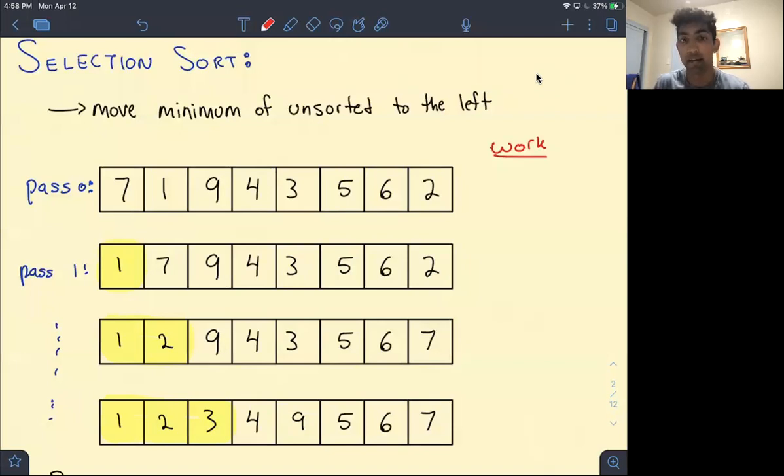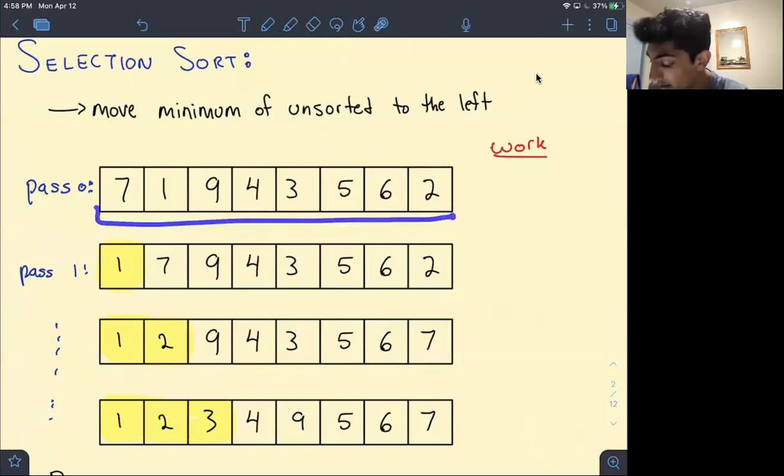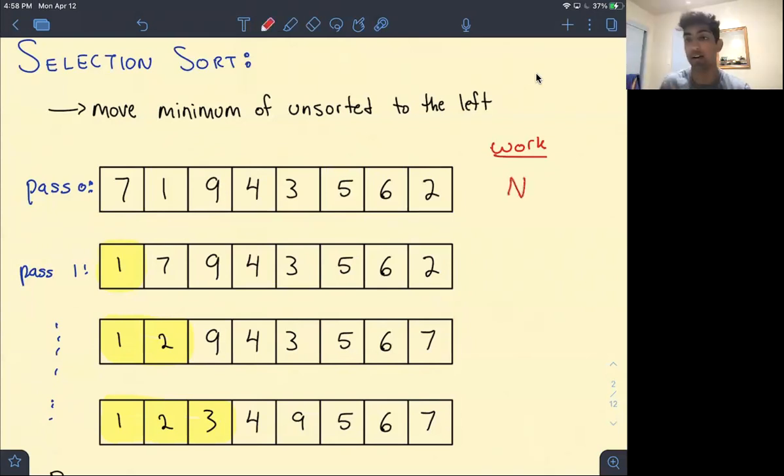So when we're looking at pass 0, the amount of work that we do is n work, because we have to look at all of the elements in the entire array to figure out which one is the minimum. So in pass 0, we do n work because it takes us n time to find the minimum out of everybody in the array. Then the next time around, since we know 1 has to be in the front, the unsorted people we have to look at are all of these people right here. How many more people do we have to look at? n minus 1 people, right?